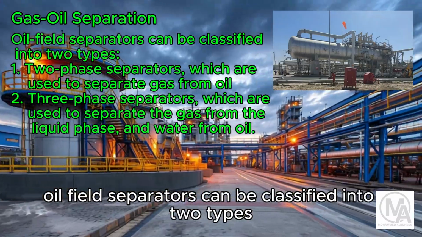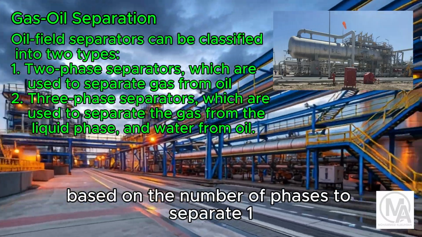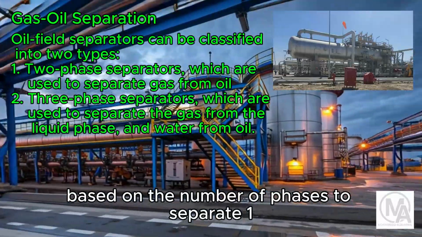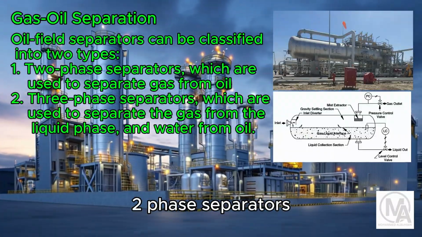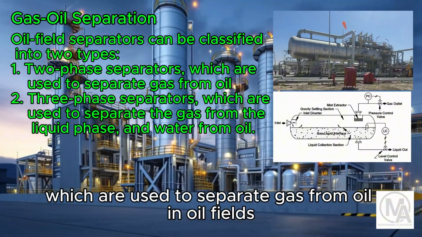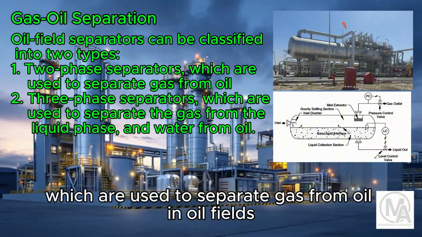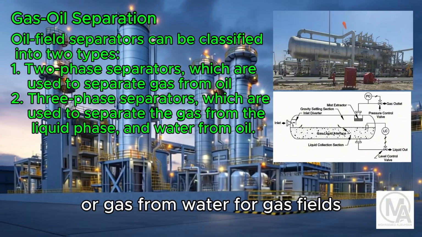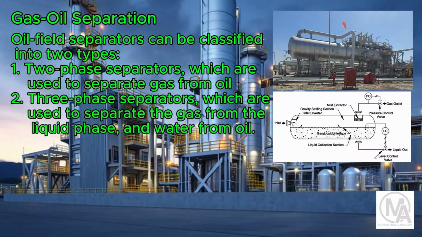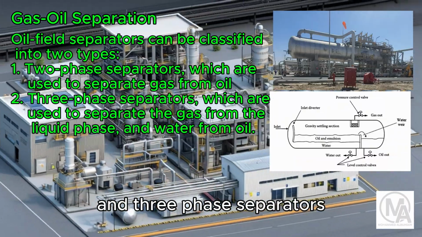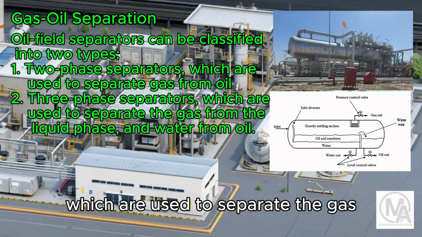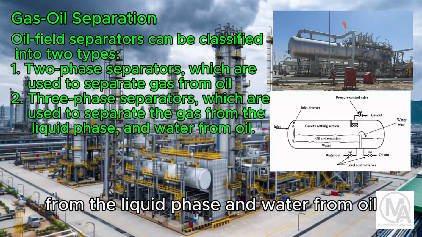Oil field separators can be classified into two types based on the number of phases to separate. 1. Two-phase separators, which are used to separate gas from oil in oil fields or gas from water for gas fields. And 2. Three-phase separators, which are used to separate the gas from the liquid phase and water from oil.